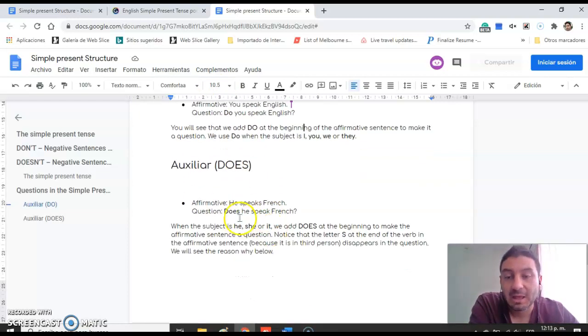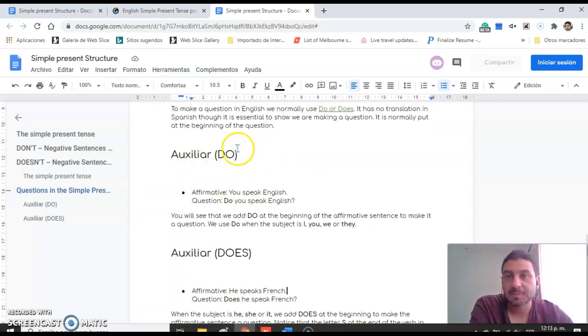The auxiliary does. Let's say, for instance, the affirmation. He speaks French. That's an affirmation. But what about the question? The question would be, does he speak French? Or she works in Colombia. Does she work in Colombia? The dog wants a bone. Does the dog want a bone? Yes, it does. No, it doesn't. So the auxiliary does is for subjects such as he, she, or it. That's the main difference between the auxiliary does and the auxiliary do.